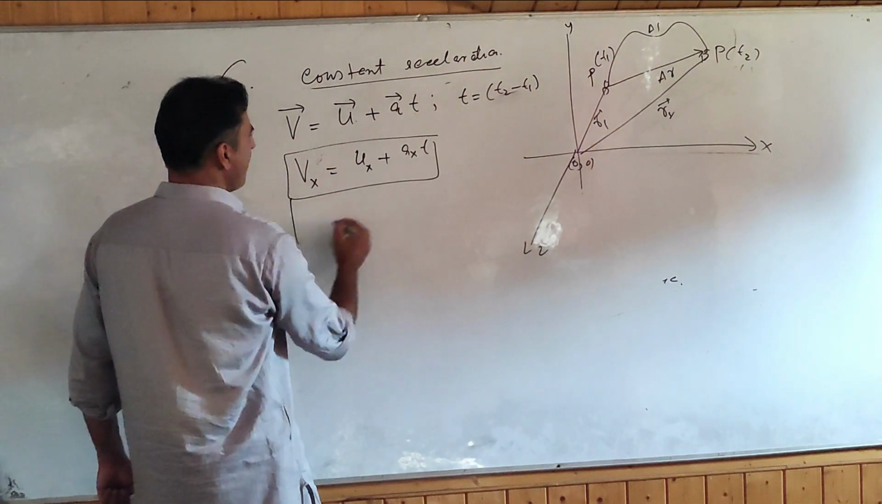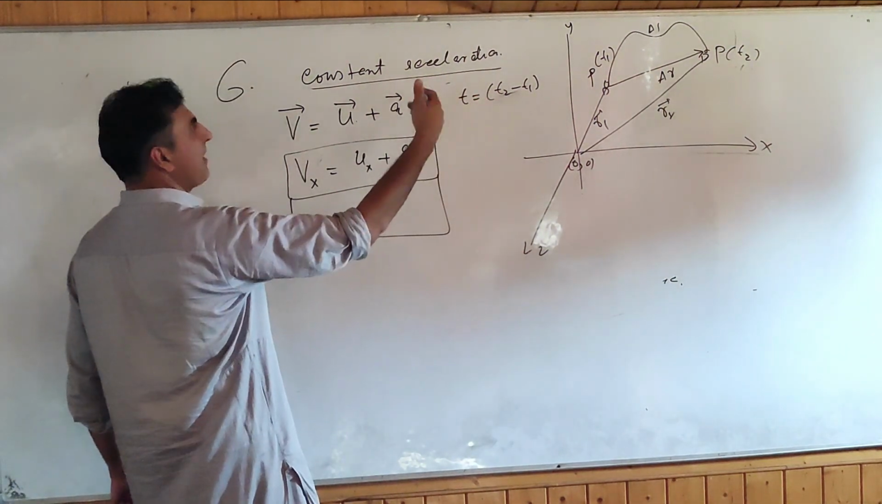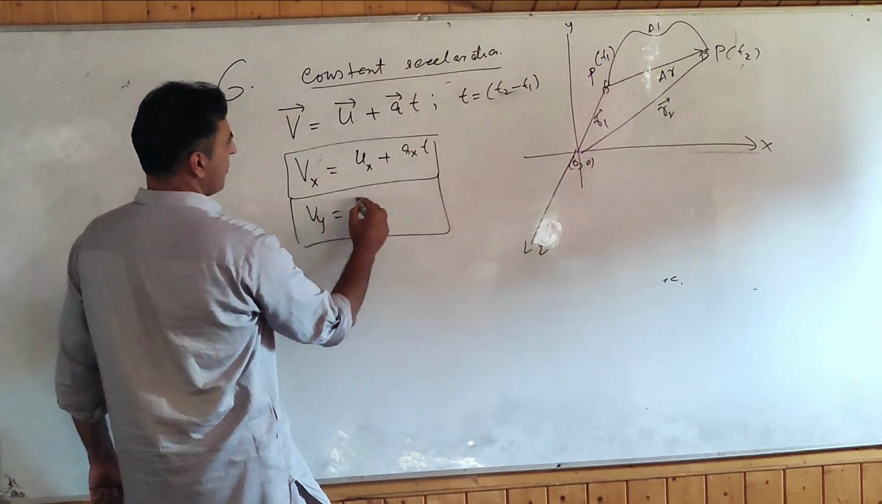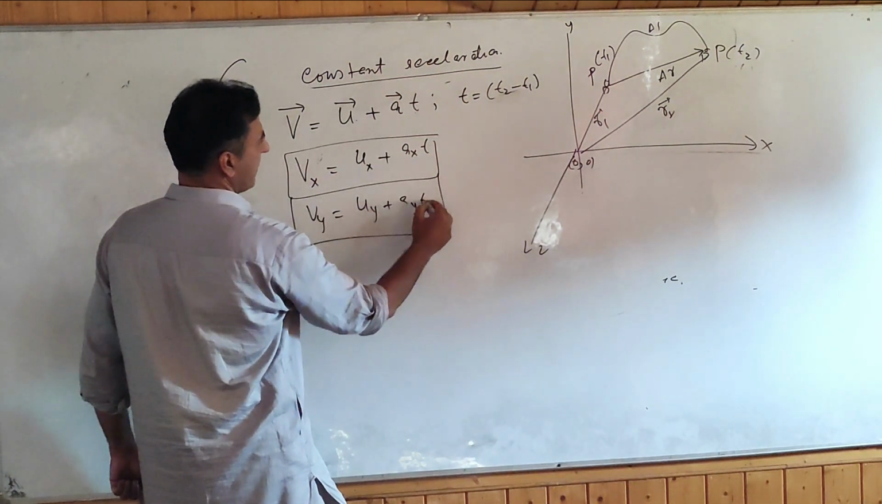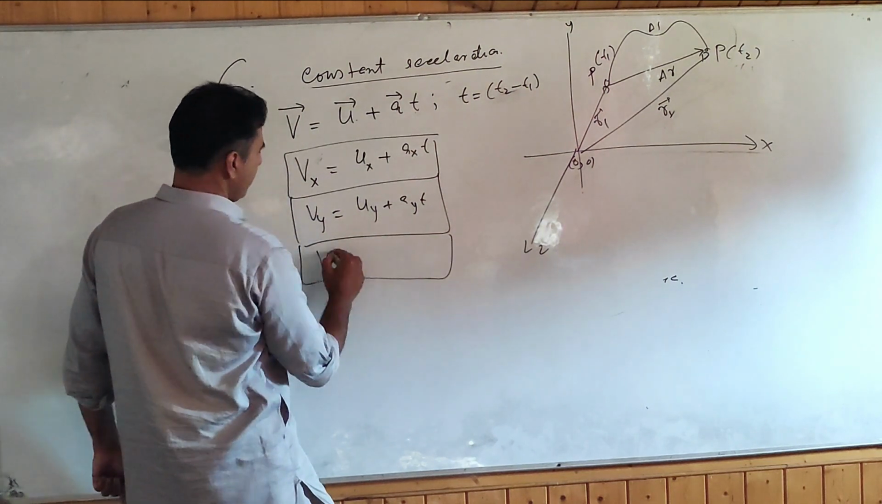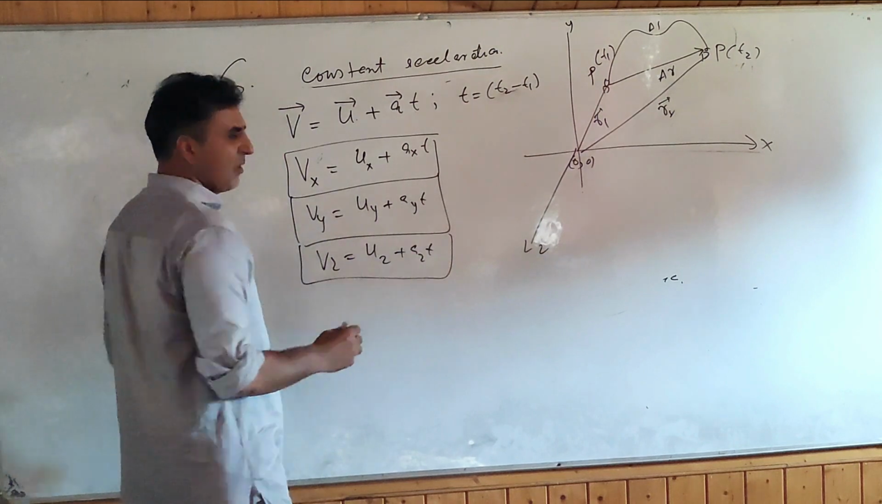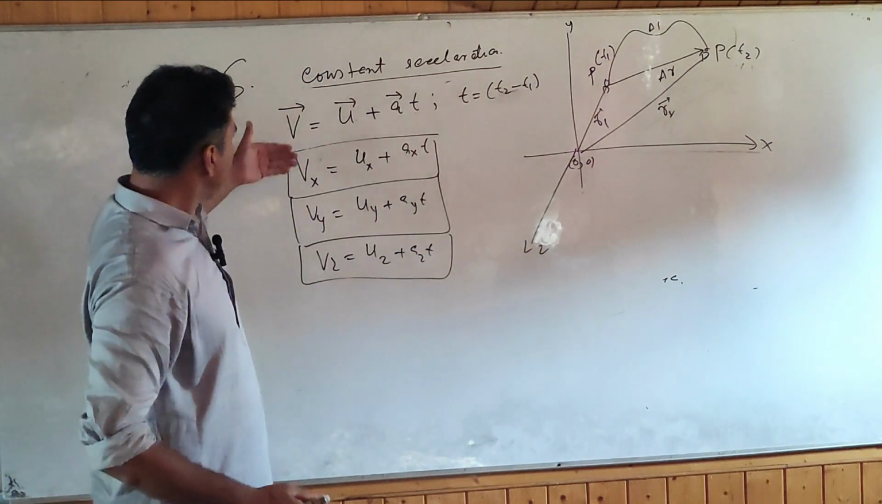What is the y component of velocity? Final velocity at time t2. What is the y component of velocity? That is uy plus ay t. What is vz? That is uz plus az t. Well, that means every vector equation is basically 3 equations.